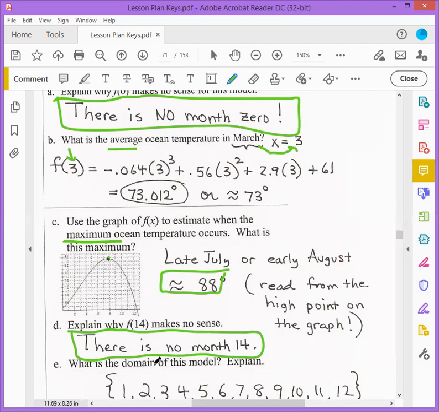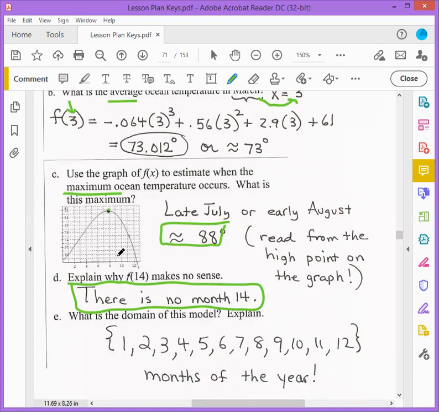Letter E, what is the domain of this model? The domain. So domain, remember from when we initially discussed functions, domain is all of your x coordinates. We have already stated that our x coordinates represent months of the year, starting with 1 being January. How many months of the year are there? There are 12. So our domain would be the numbers 1 through 12.